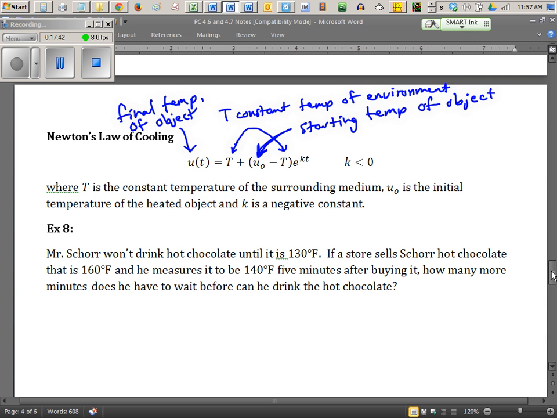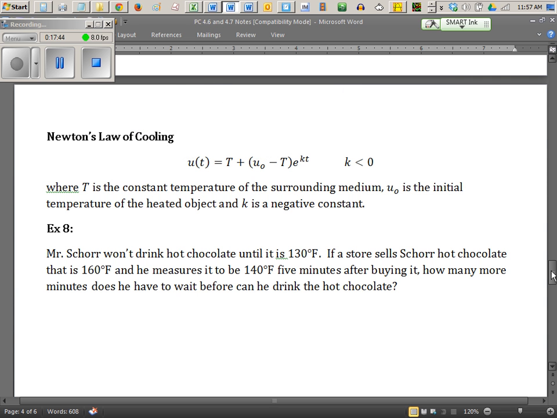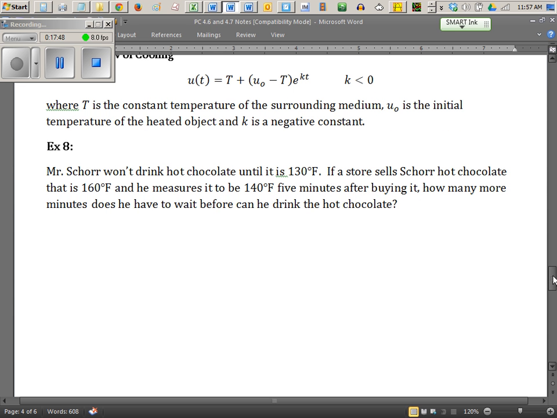Okay, so my actual scenario problem here is Mr. Shore won't drink his hot chocolate until it's 130 degrees Fahrenheit, but the store sells Shore his hot chocolate that's 160, so I can't drink it. I got it, but I can't drink it.